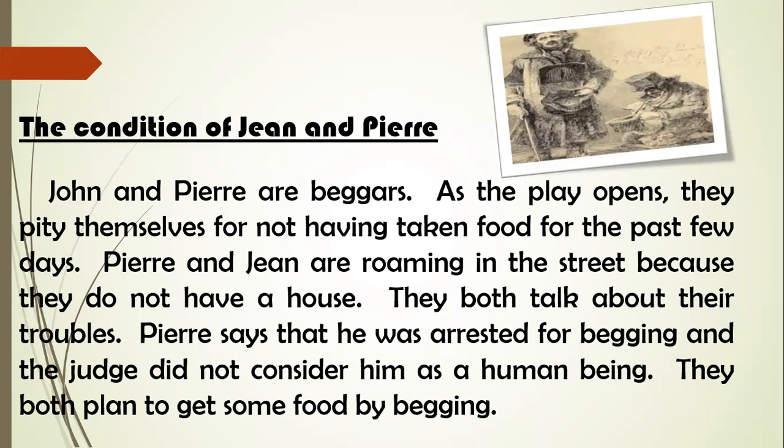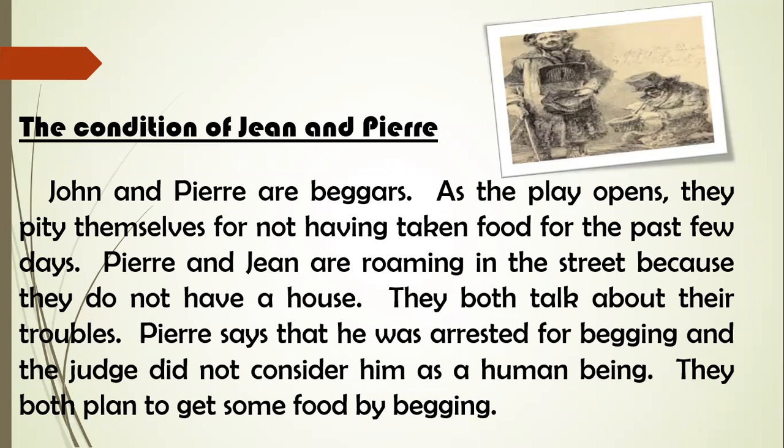Perry and Jane are roaming in the street because they do not have a house. They both talk about their troubles. Perry says that he was arrested for begging and the judge did not consider him as a human being. They both plan to get some food by begging.